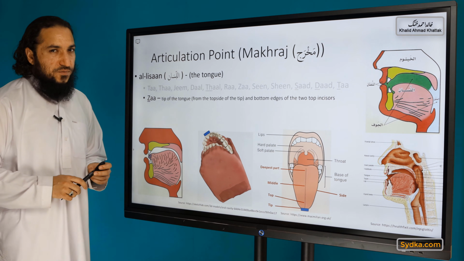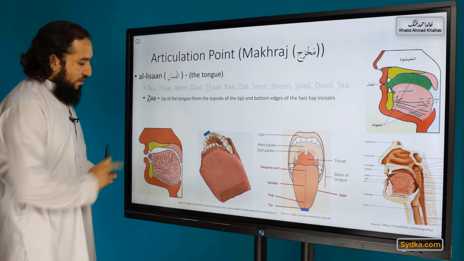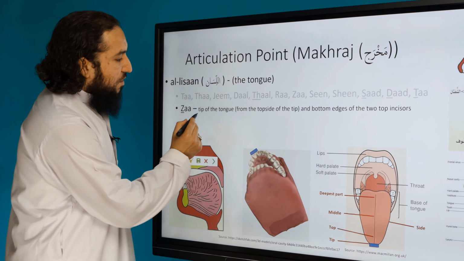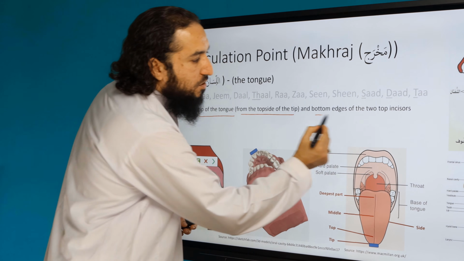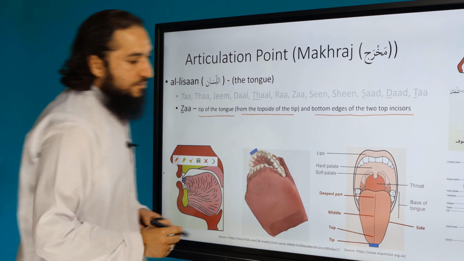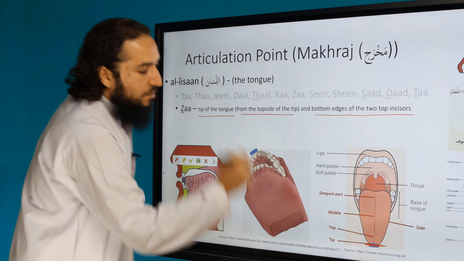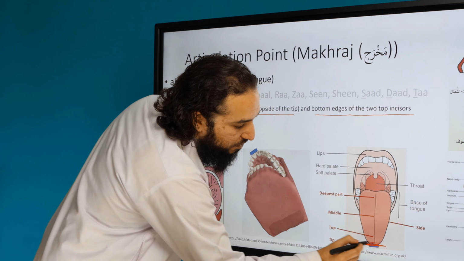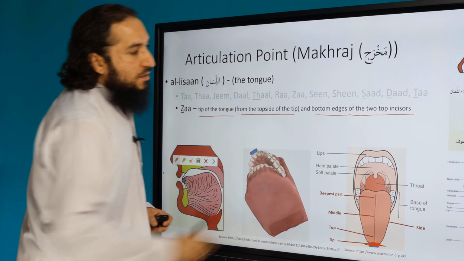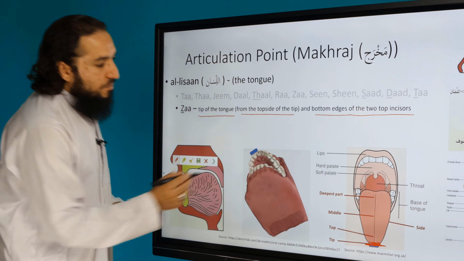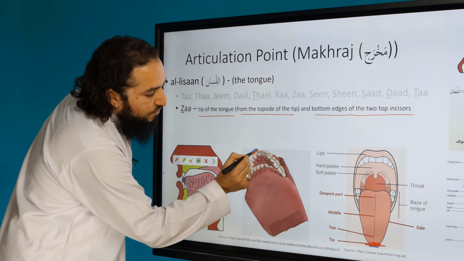Makhraj. It is one of the lisan, the tongue letters, and its articulation point is the tip of the tongue from the top side of the tip and the bottom edges of the top two incisors. So we use the tip of the tongue, but the top side of the tip of the tongue, and the bottom edges of the top two incisors. So it's going to touch the bottom edges of the top two incisors.